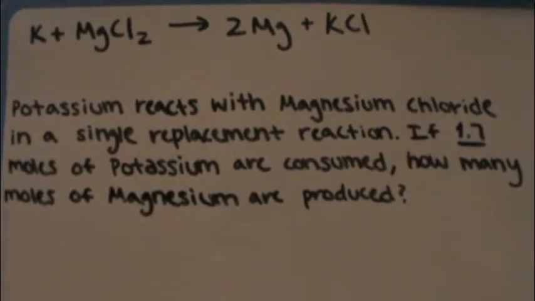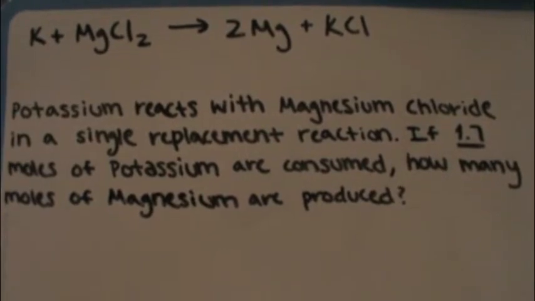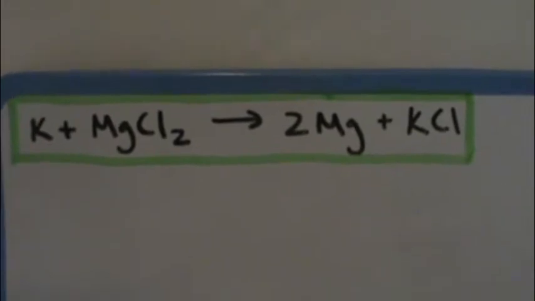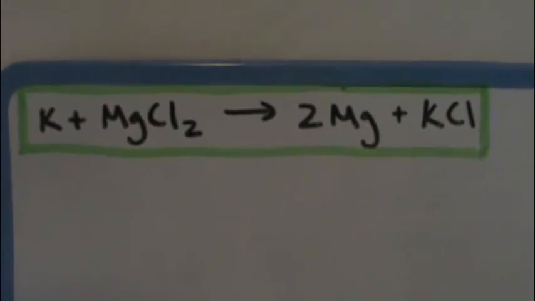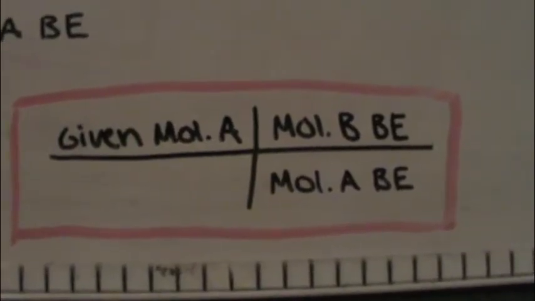Potassium reacts with magnesium chloride in a single replacement reaction. If 1.7 moles of potassium are consumed, how many moles of magnesium are produced? Once you've made sure that your chemical equation is balanced, you can begin. So first I'm going to refer to our mole-to-mole conversion chart, which is the last and shortest of the 4.